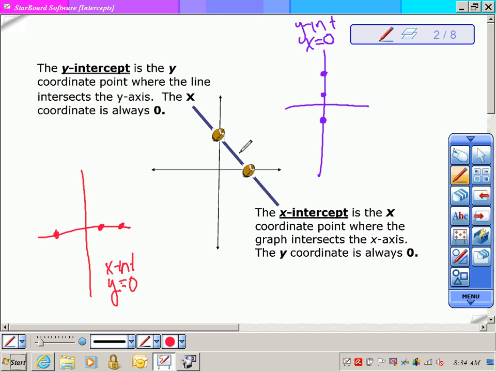So this right here is our x-intercept. It's intercepting the x-axis. And on the y-axis, this would be a y-intercept. Once we plot those 2 points, we can run a straight line through those points and make it linear.